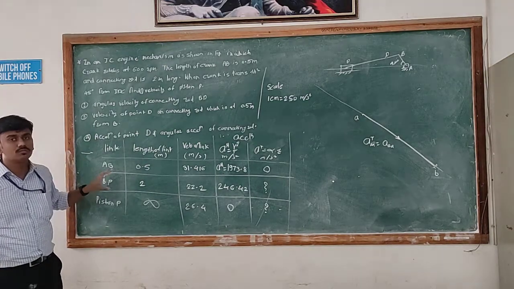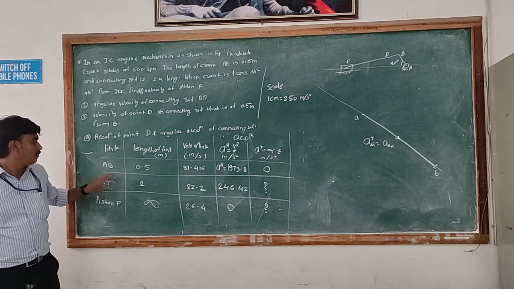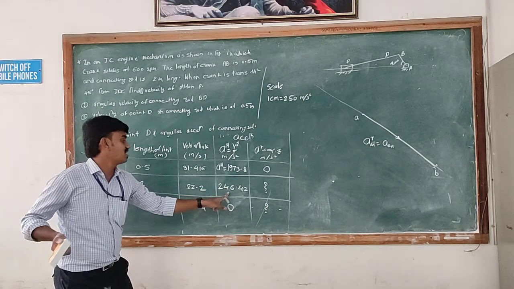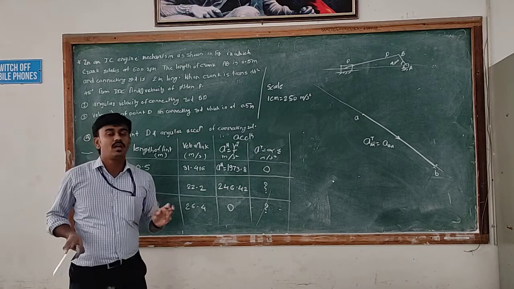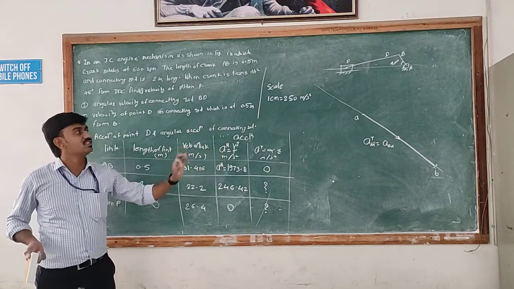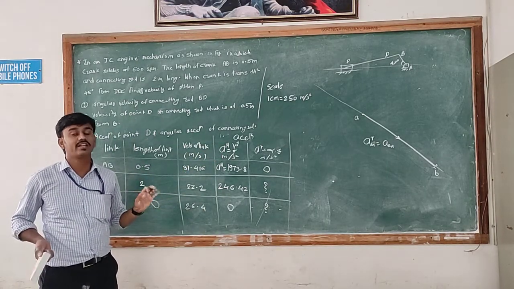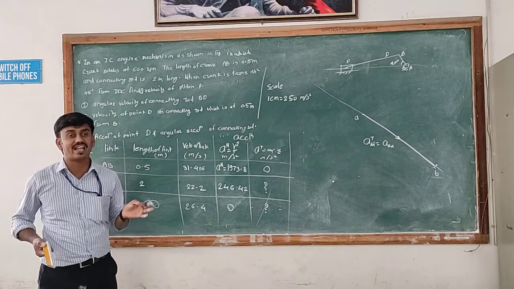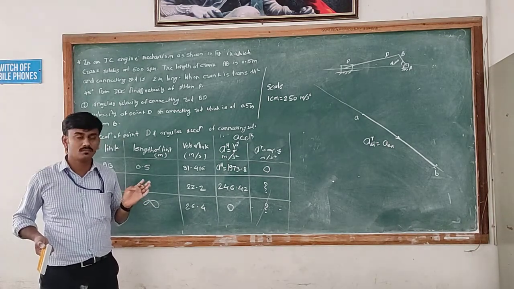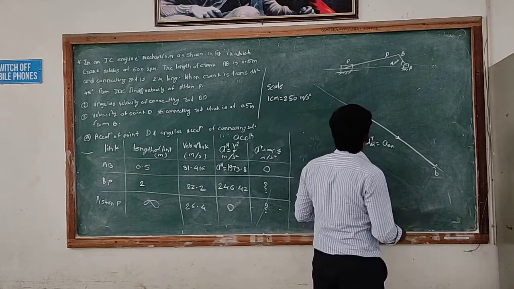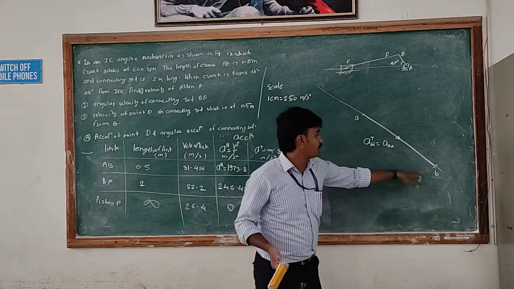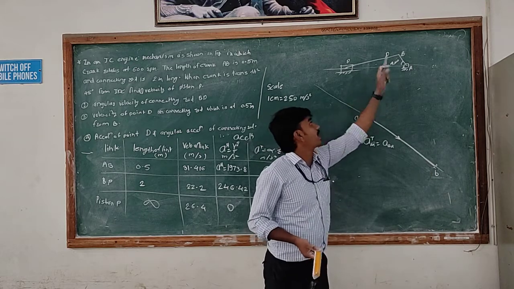Now we have the tangential acceleration, and we have the normal acceleration of the link BP, and the normal acceleration is always acting in the direction of the link. So draw a line which is passing through point B and parallel to BP.